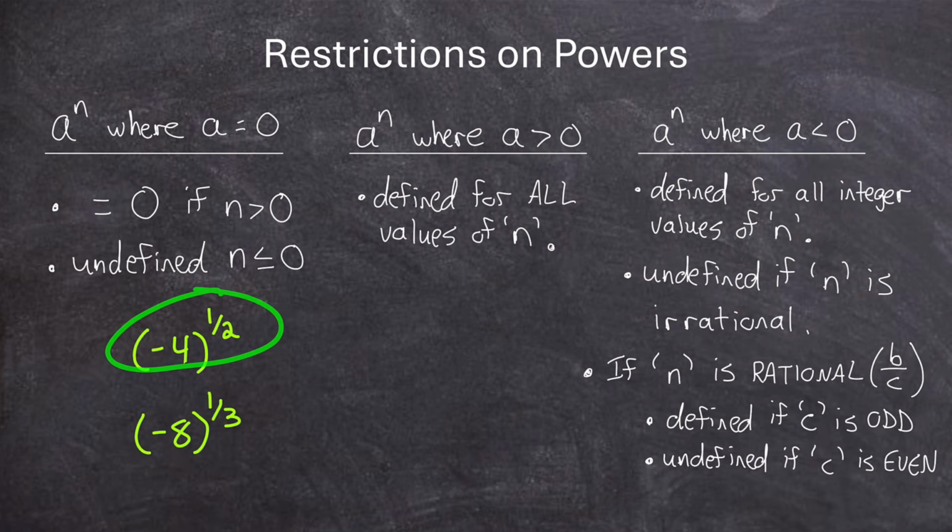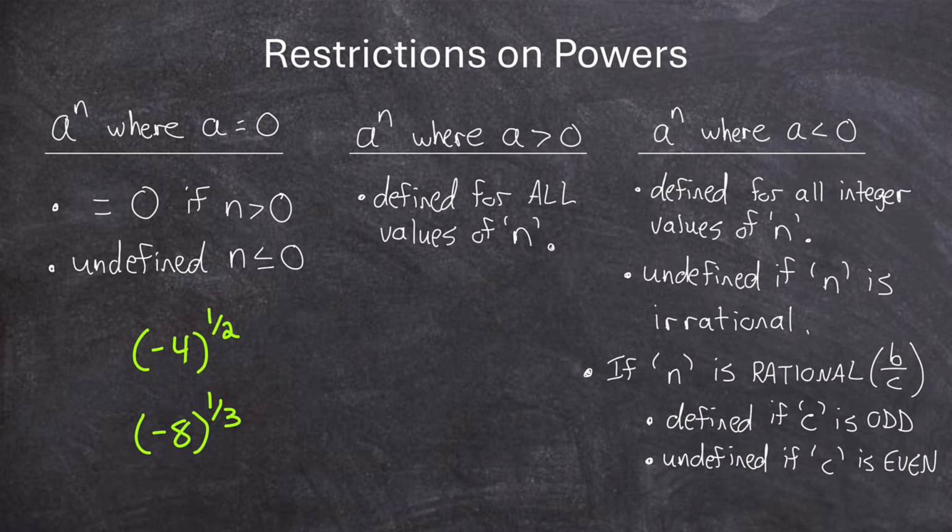The first power, negative 4 to the power of a half, that just means the square root of negative 4, which means what number multiplied by itself is negative 4. Well, any number, when you multiply it by itself, is going to become positive, right? 2 negatives multiplied together is positive, 2 positives multiplied together is positive. So there's no way I can multiply a number by itself and get negative 4, which is why this power is undefined. And whenever this denominator is even, we're going to be looking for an even number of factors multiplied together to get a negative base, and that's just not possible.